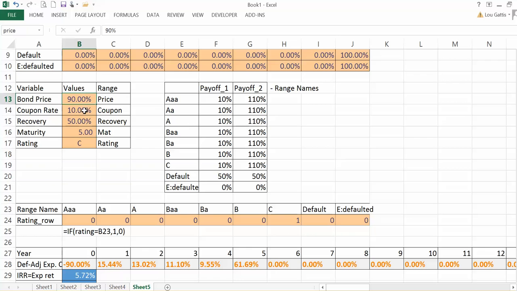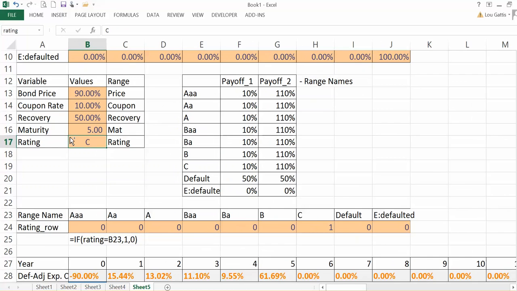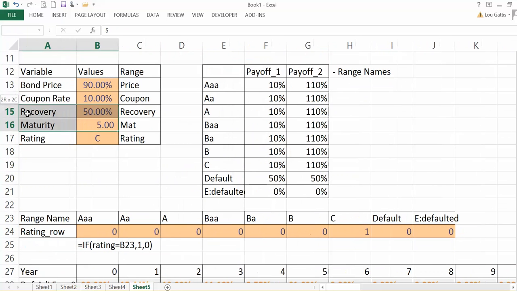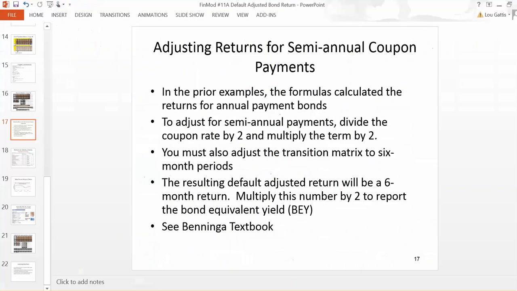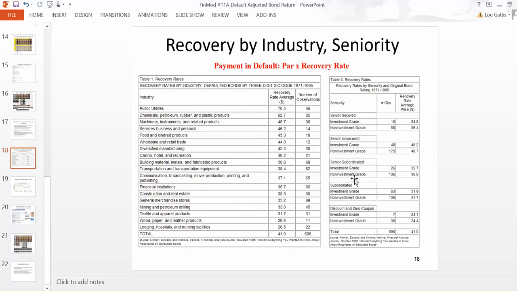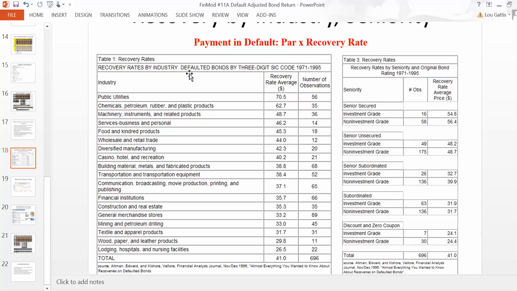Now, recovery is a tough thing. Recovery is if the bond defaults, how much is recovered in bankruptcy as a percentage of par. To give you some help, you might just look up the industry. So here's a table from 1971 to 1995. Over that period, utilities had 56 defaults, and the recovery was 70%, which was the highest. So you'd expect utility companies to have the largest number of hard assets, power plants. Therefore, you have high recovery rates.